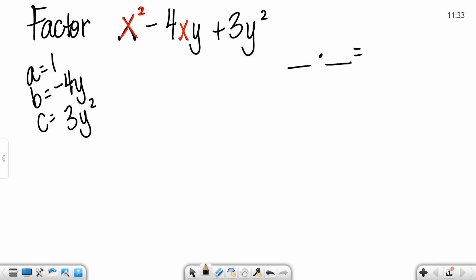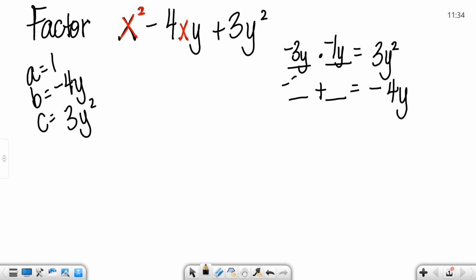All right, so I'm looking for 2 numbers that when I multiply them, I get a times c. So 1 times 3y squared is 3y squared. And then 2 numbers that when I add them, I get negative 4y. All right? This should have had a squared, I'm not sure where that went. The only way that's going to happen is if I have a negative 3y times a negative 1y. That way, when I add them, I will get negative 4y. When I multiply them, I will get positive 3y squared.